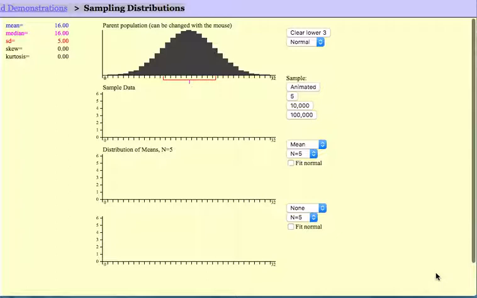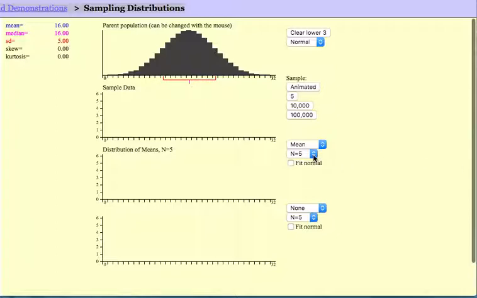So for instance, let's assume that the random variable I'm interested in is the time it takes for Penn State students to come to campus. So this is the population distribution or the parent population. In other words, these are the times it takes for all the Penn State students to come to campus. It's a normal distribution and it has a mean of 16 minutes and standard deviation 5 minutes.